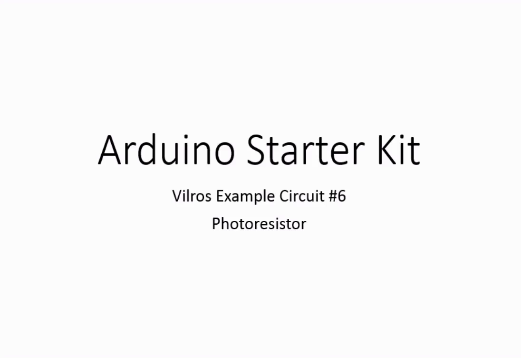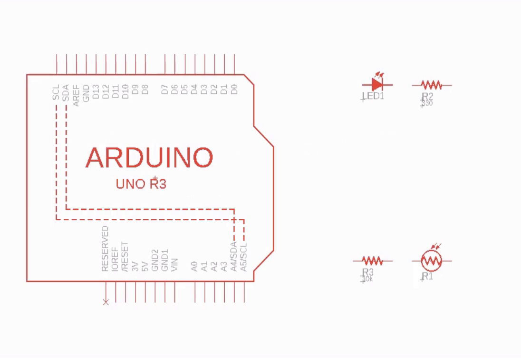Sample circuit number 6 talks about controlling an LED through a different circuit-based control method, in this case a photoresistor. A photoresistor is a circuit element whose resistance changes depending on the amount of light it receives. So let's head over to the schematic for this particular circuit.